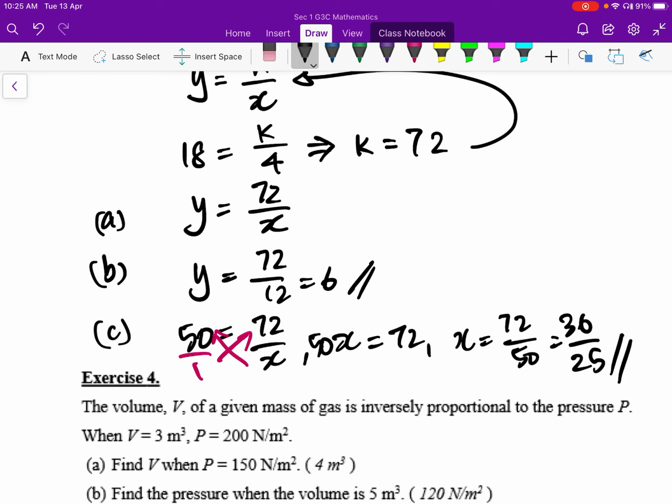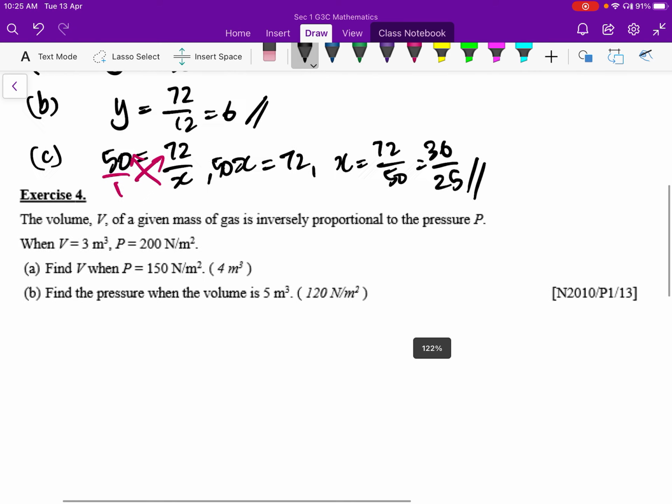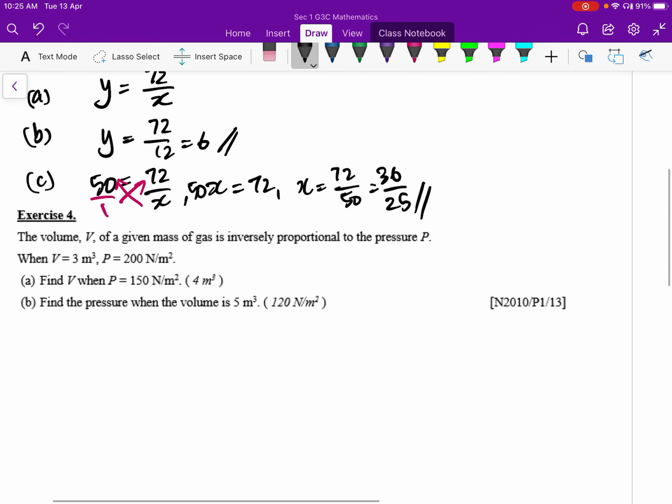Okay? Now let's take a look at exercise number 4. Read the first sentence. Do you know what's happening in the first sentence? The volume of a given mass of gas is inversely proportional to the pressure P. Do you learn pressure in physics? Do you learn gases? Okay, so what is happening over here, just to give you some idea, you have a syringe.